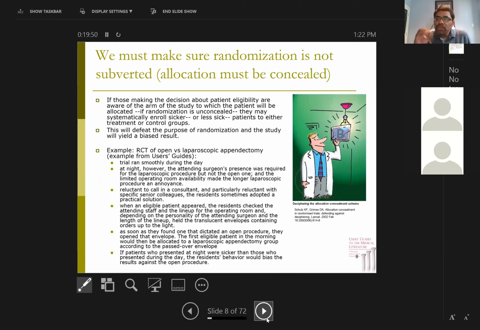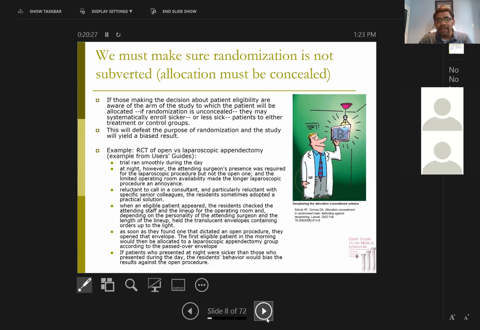So I told you already, nobody should have any say in who gets what. And protecting that is absolutely fundamental. That issue is called concealment of allocation. Concealment of allocation means the person who's actually deciding to give the vaccine shot, whoever that may be, a research nurse, whoever, should never have any say on who gets what, okay? So here is an example of how people can subvert randomization or concealment of allocation.